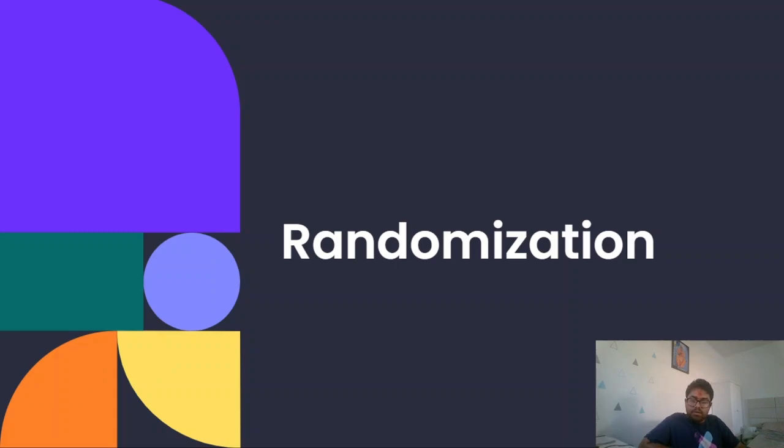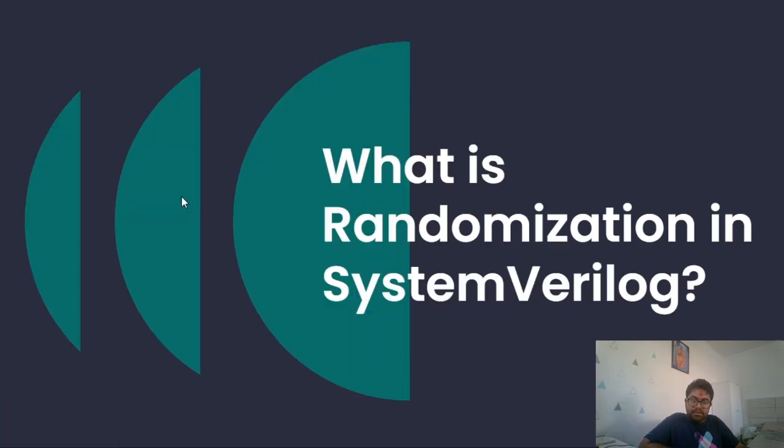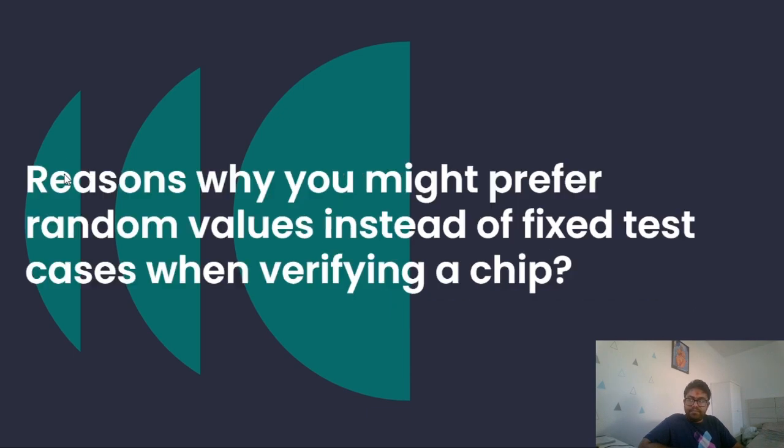Randomization. What is randomization? SystemVerilog lets you create random values for variables to test all the possible conditions in your design, not just the ones you think of. This is especially helpful in constraint random testing.